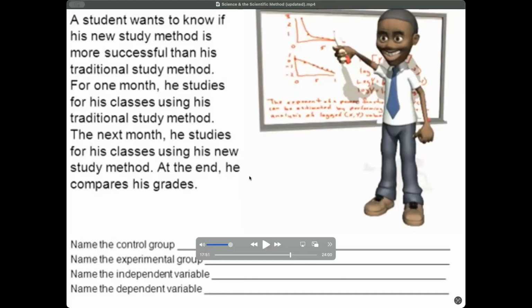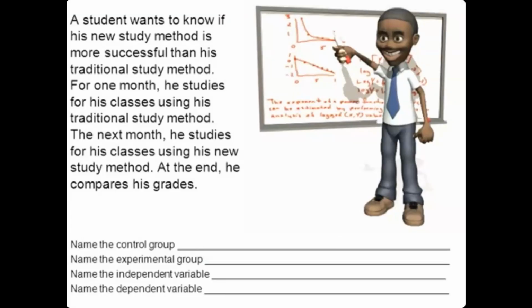Okay. The control group. Well, this one might be pretty straightforward to a point. But let's see, what is the control group? The traditional study method. And then the experimental group, it's the new study method. And here's that, name the independent variable. The amount of time, could it be? Or the frequency, how frequent he used both study methods?